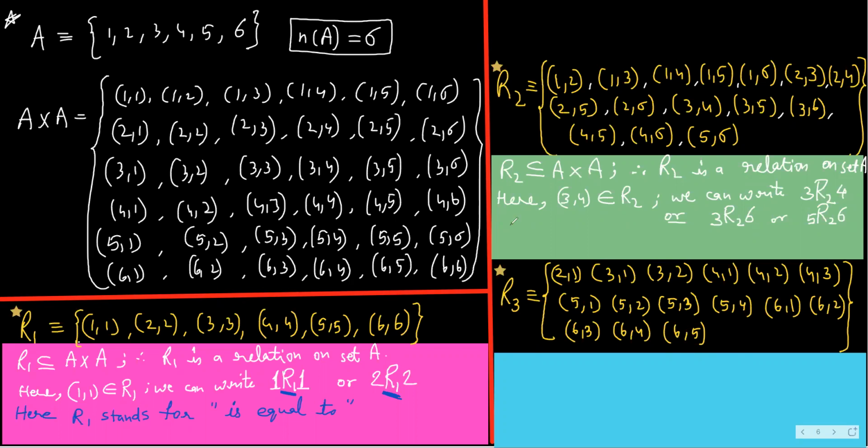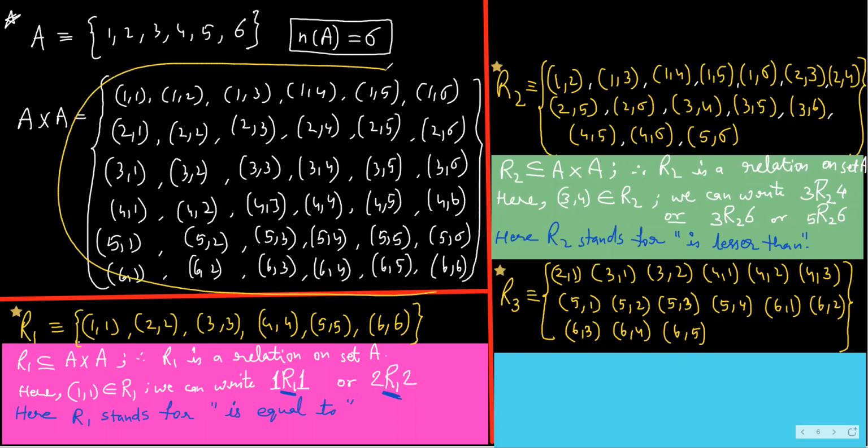Here the relation R2 stands for "is lesser than." Wherever you see R2, just repeat this phrase, is lesser than. So see here, 3 R2 4, 3 is lesser than 4, 3 is lesser than 6, 5 is lesser than 6.